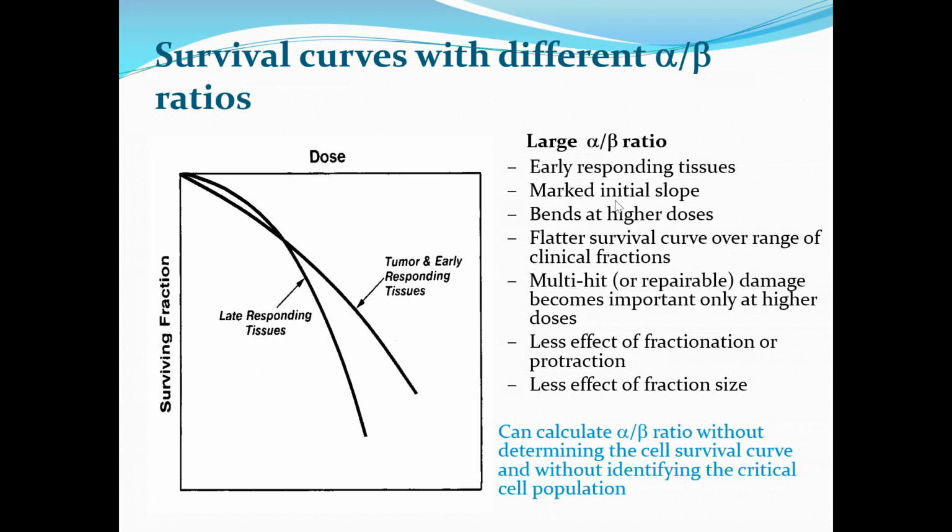Early responding tissues: marked initial slope, bends at higher doses, flatter survival curve over a range of clinical fractions, multi-hit damage. See, in these early responding tissues, if you magnify this part, you will see it like this, correct? If you magnify the shoulder, it is still in the shoulder region.